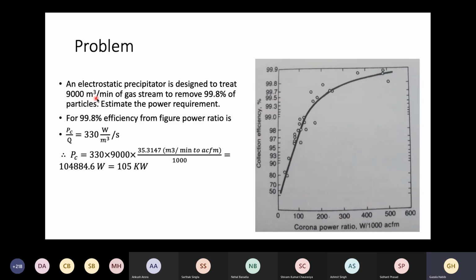The gas flow rate is 9,000 meter cube per minute for 99.8% efficiency. Estimate the power requirement. So PC needs to be estimated. So it's a very simple thing. Already PC upon Q is given.